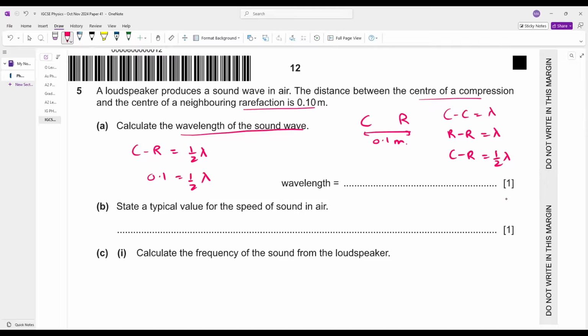What will your wavelength come out to be? Wavelength is equal to 0.2 meters. Write it here. State a typical value of speed of sound in air. You can write anything from 330 meters per second to 350 meters per second.